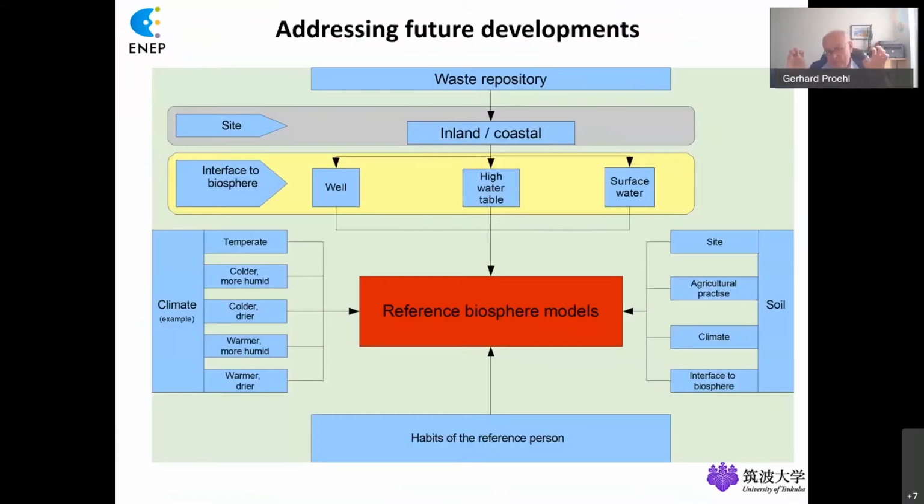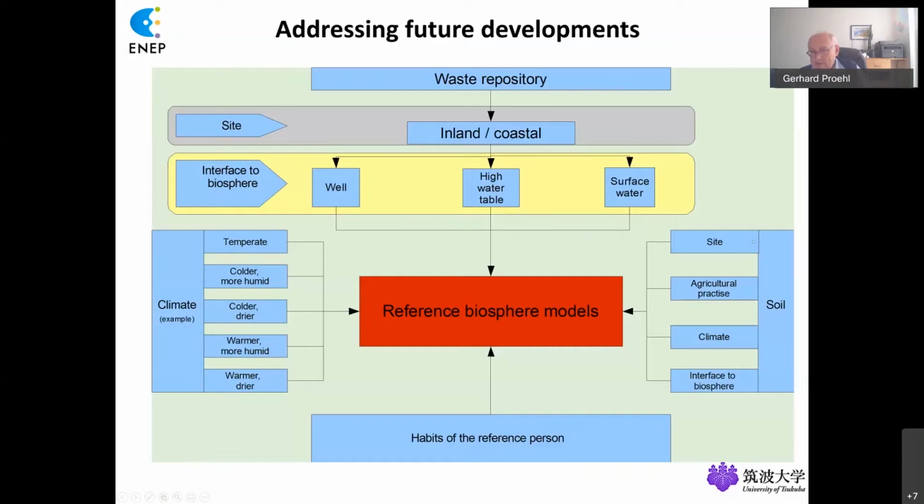However, as we know, we have to make the assessment for the far future. We don't know what the exact environmental conditions in the far future may be. So again, we have the waste repository, the site, and the interface to the biosphere via the well, high water table, or surface water. However, we now have to look not only at the temperate climate on the left side, which reflects the current situation, but also at a range of climates: colder and more humid, colder but drier, warmer and more humid, and warmer and more dry.